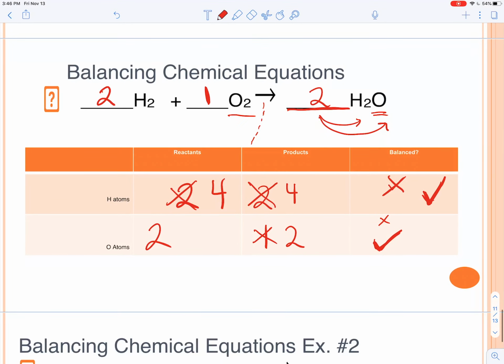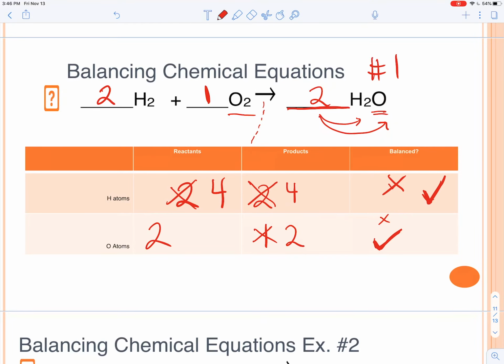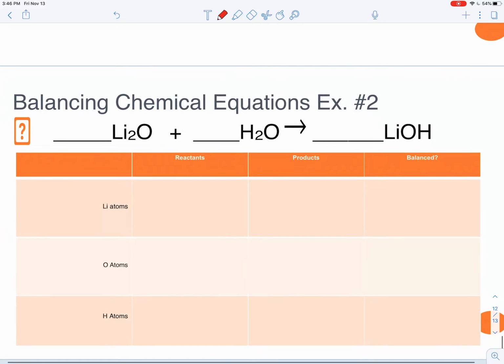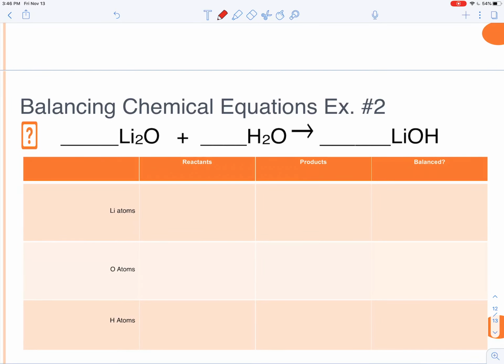All right, let's go and try another one. This is the first one. This is the second example down here. Okay, so first thing you want to do is just take an inventory of all the atoms that we have. So I have 2 lithium atoms on my reactant side. Again, reactants are everything on the left side of the arrow. Products are everything on the right side of that arrow.